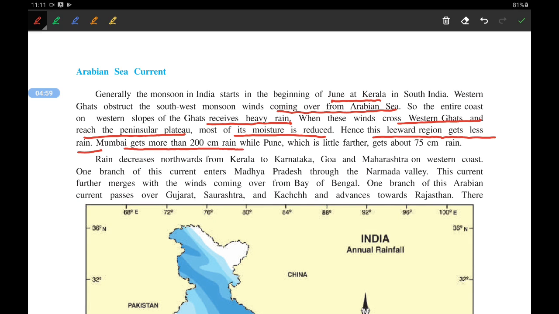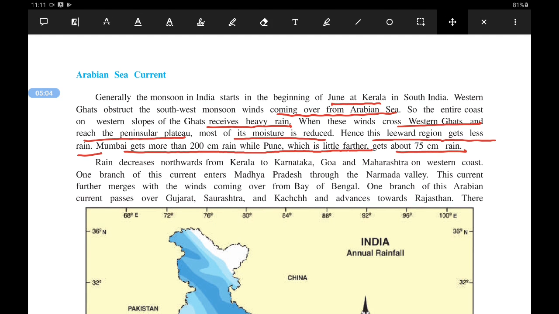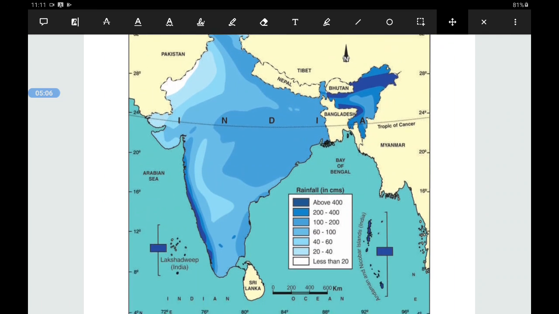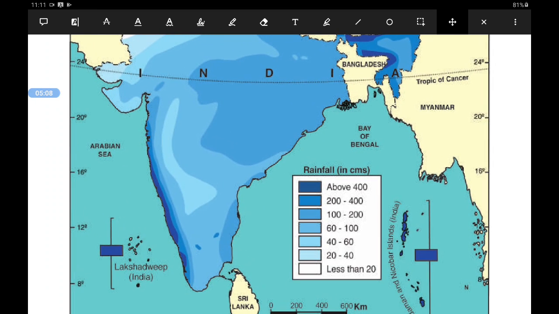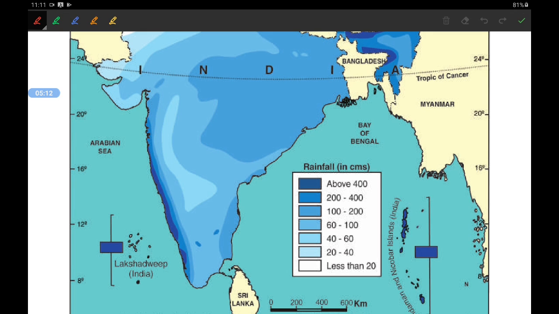Mumbai gets 200 centimeters of rain, while Pune, which is a little further, gets 75 centimeters of rain. Let us understand this. Now you can see here those areas with blue color. Here there are the Western Ghats.